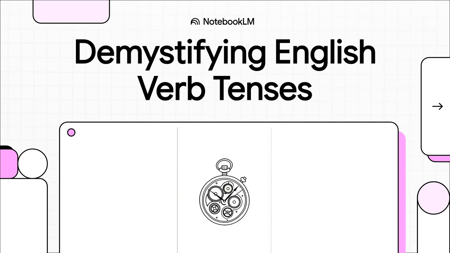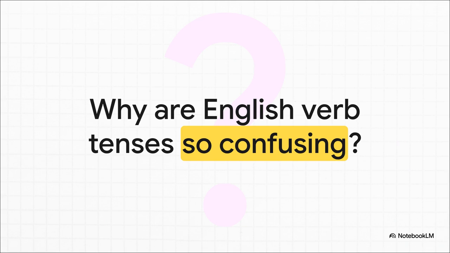Welcome to The Explainer. All right, let's talk about something that trips up pretty much everyone, English verb tenses. But what if I told you they aren't just a bunch of boring grammar rules? What if they're actually your secret weapon for telling way better stories? So, let's get right to it. Why are they so darn confusing?